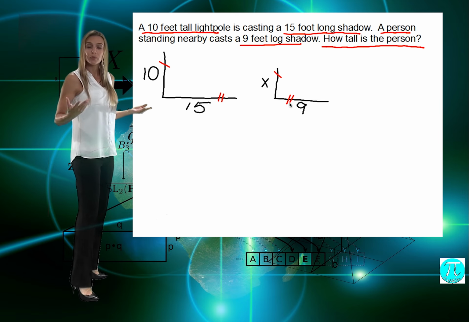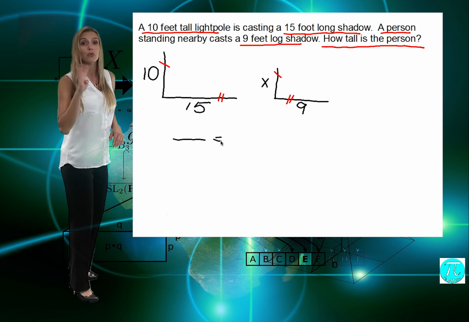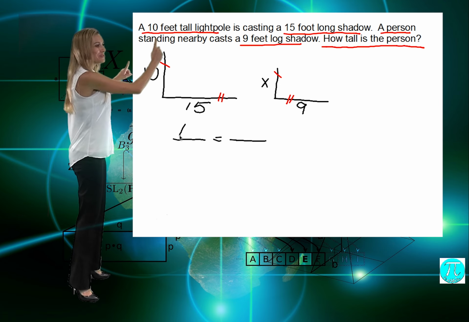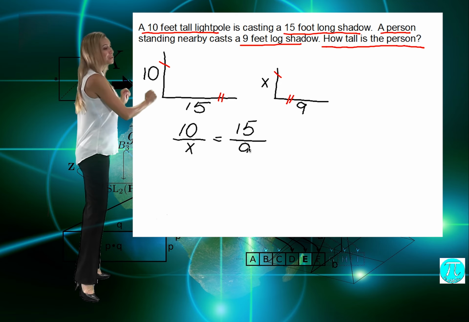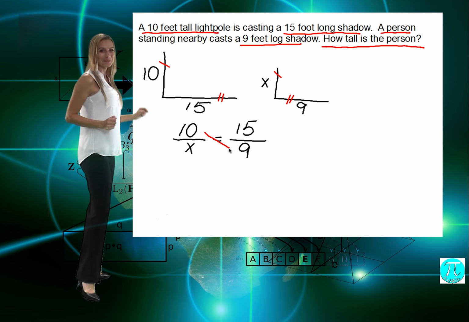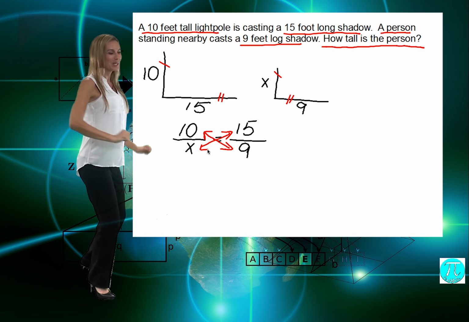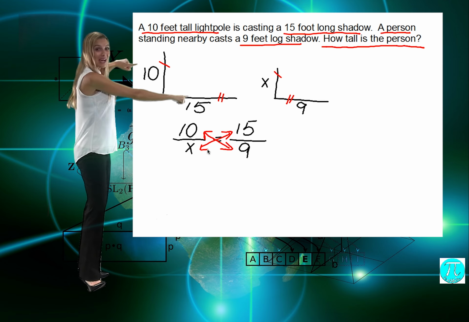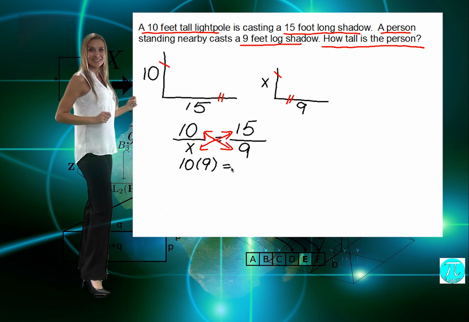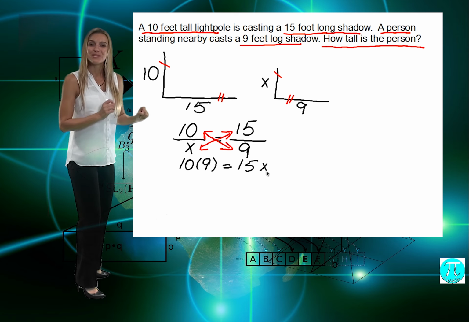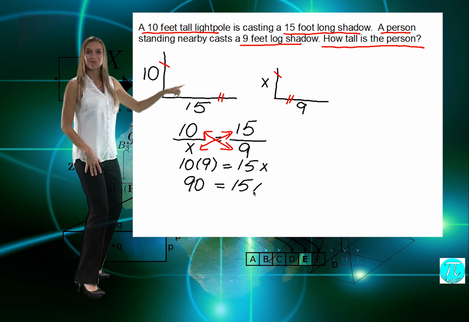Now I can set up a proportion. I have 2 similar figures. I'm given 3 measures and I'm looking for the 4th one. I go height to height, base to base, left to right, so 10 to x should equal 15 to 9. What do we do now? Cross multiply and let's solve this. So we have 10 times 9, right, should equal 15 times x. And 10 times 9 is 90, which equals 15 times x.